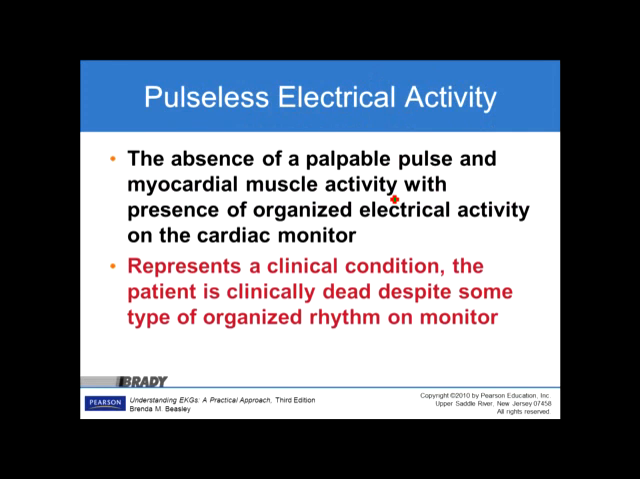Pulseless electrical activity. Pulseless electrical activity is the absence of a palpable pulse and myocardial muscle activity with the presence of an organized electrical activity on the cardiac monitor. This represents a clinical condition. The patient is clinically dead despite some type of organized rhythm on the monitor. So a PEA, if you look at it, will look like, holy cow, that should be producing a good blood pressure and a pulse, but it isn't.